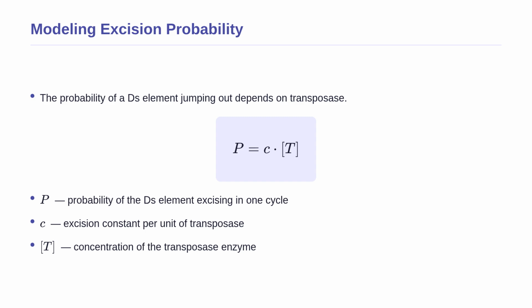Here, P is the probability of the gene being restored. The symbol C represents the excision constant, which tells us the baseline likelihood per unit of enzyme. Finally, T in brackets represents the actual concentration of the transposase enzyme in the cell. If the enzyme concentration increases, the probability of the mutation being reversed increases proportionally, leading to more frequent genetic changes in the population.